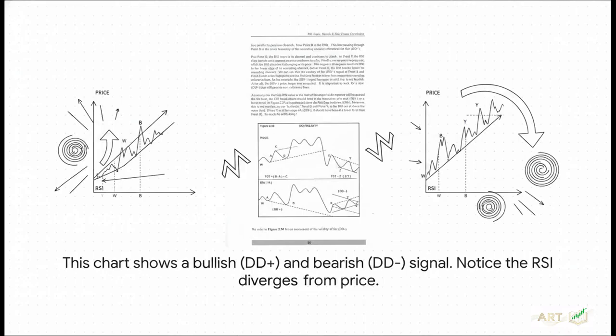But look down at the RSI. B is actually higher than W. That's the divergence, that's the signal. Now on the right, for the bearish one, the price at Y is higher than X, but on the RSI, Y is lower than X. It's this visual mismatch between price and momentum that gives us our high probability setup.